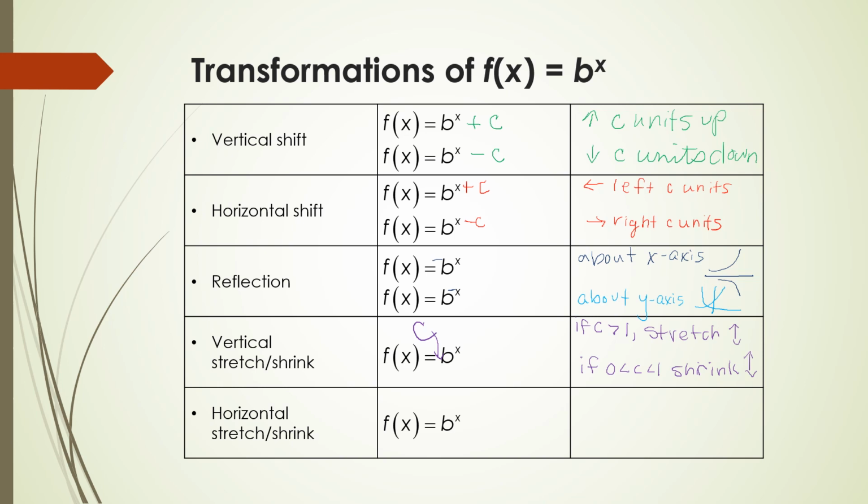And if I multiply x in the exponent by c, that's going to be a horizontal shrink or stretch. So if c is greater than 1, it's going to shrink. I know that feels backwards, horizontally. And if it's between 0 and 1, it's going to stretch it horizontally.